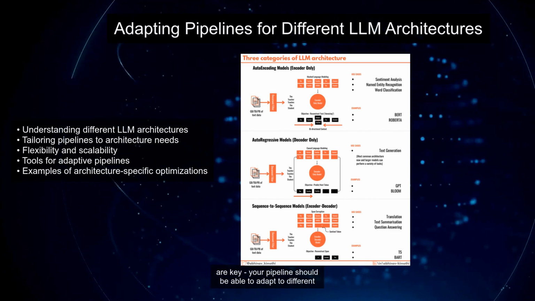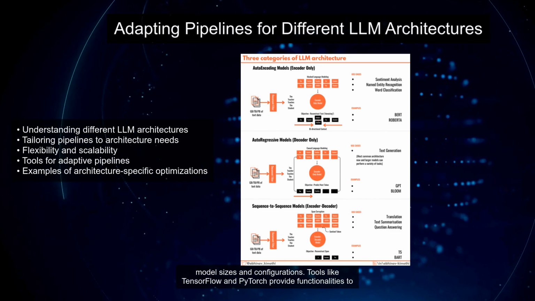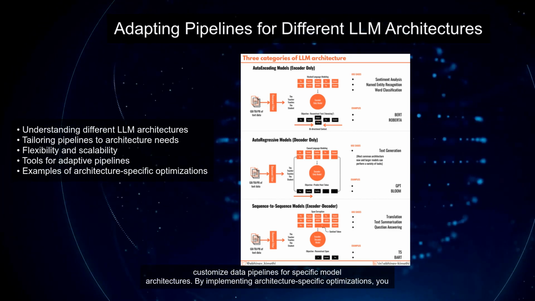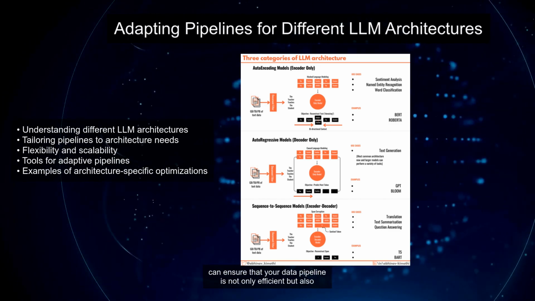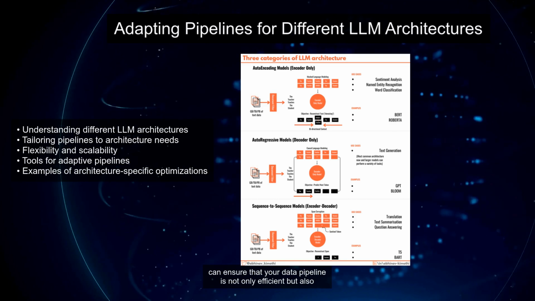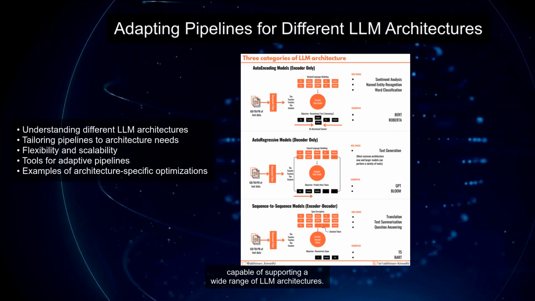Your pipeline should be able to adapt to different model sizes and configurations. Tools like TensorFlow and PyTorch provide functionalities to customize data pipelines for specific model architectures. By implementing architecture-specific optimizations, you can ensure that your data pipeline is not only efficient but also capable of supporting a wide range of LLM architectures.